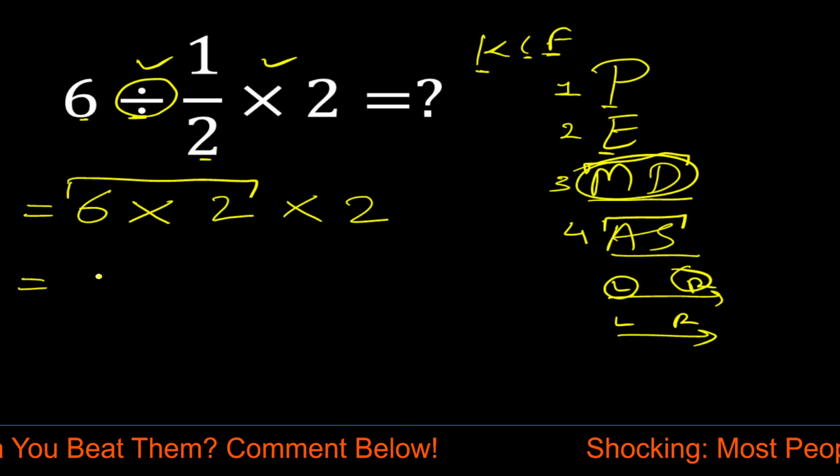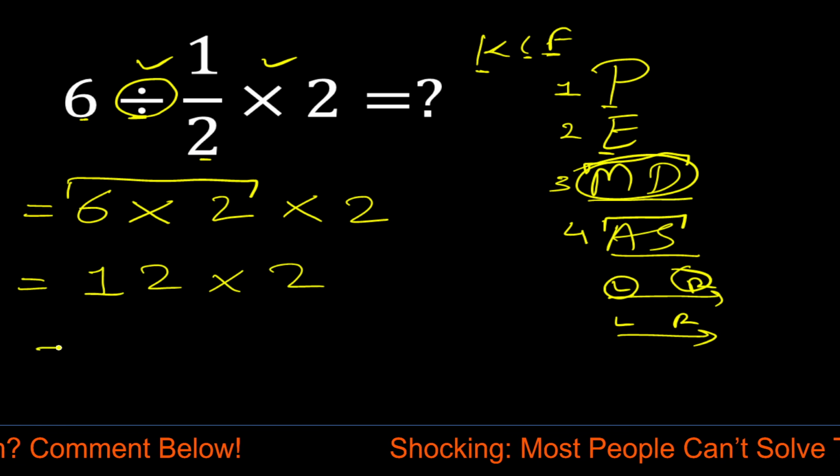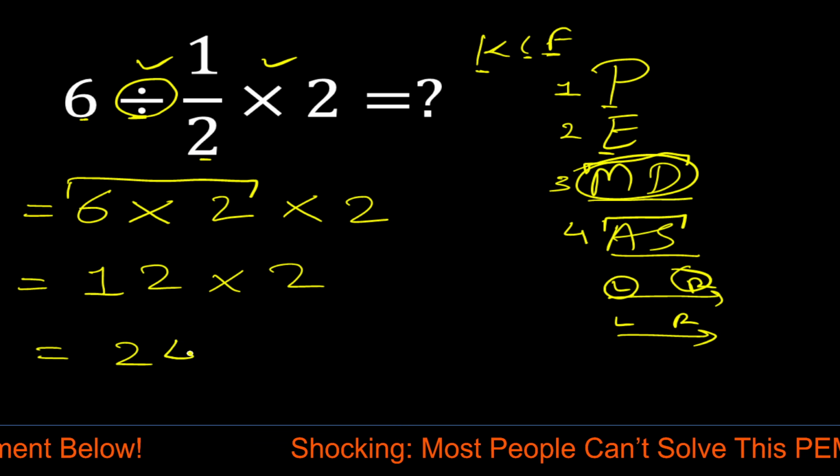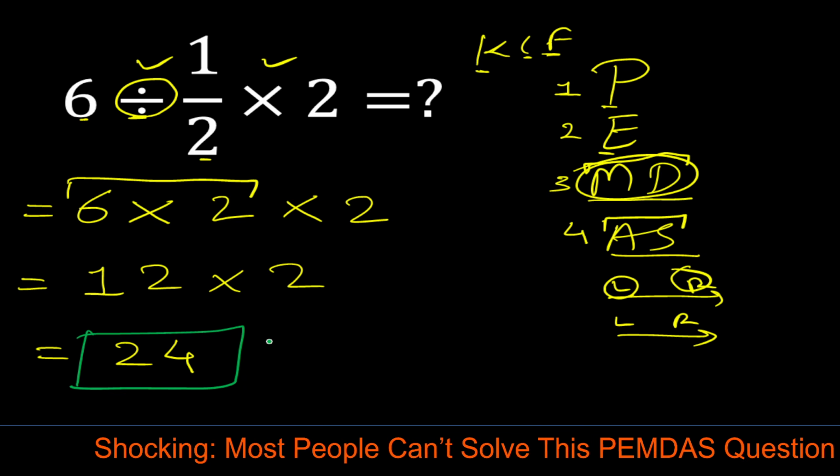So 6 times 2 is equal to 12 times 2. So 12 times 2 is equal to 24, right? So the correct answer is 24.